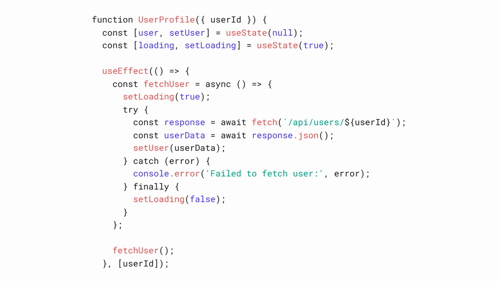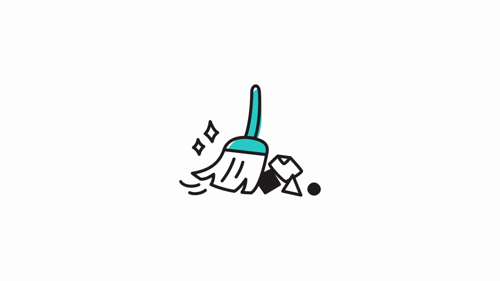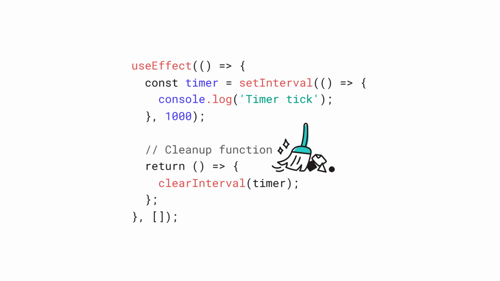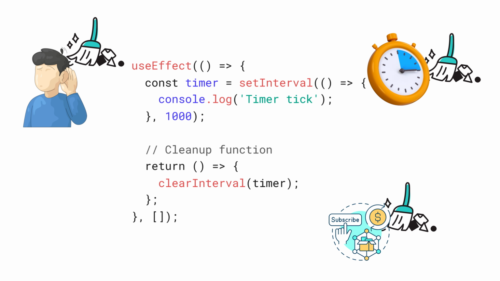Let me show you exactly how this works with a more complex example. The key thing to understand here is the dependency array. We include user ID because we want to fetch new user data whenever the user ID prop changes. But what if you want to clean up after your effect? Here's how it works. The return function is our cleanup code, which runs when the component unmounts or before the effect runs again. The cleanup function is used to remove side effects, like event listeners, timers, or subscriptions, when a component re-renders or unmounts, preventing memory leaks and unwanted behavior.